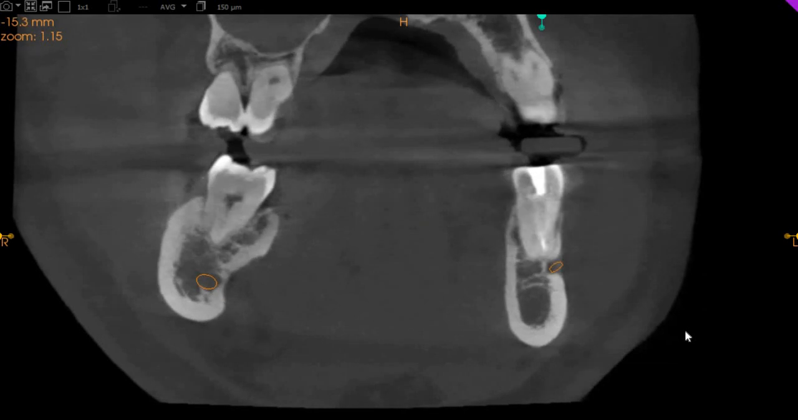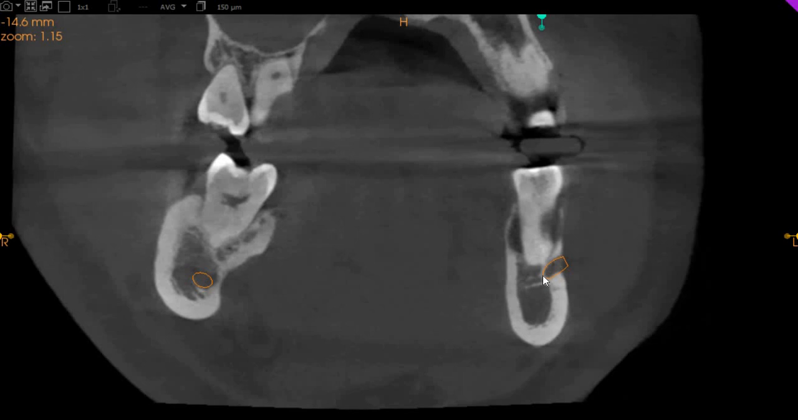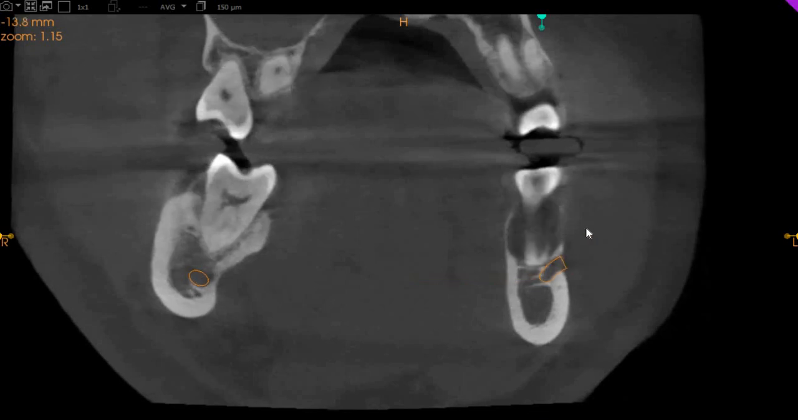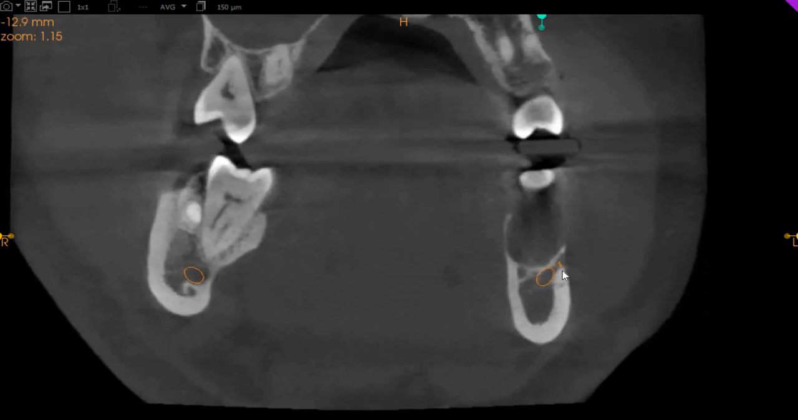The only thing that the doctor needs to be mindful of is that the mental foramen is just below the lower left 5, and so while extracting and grafting and cleaning this lesion, this needs to be kept in mind, because at one point there's a very thin cortical plate protecting the mental foramen and the mental nerve from this entire lesion.